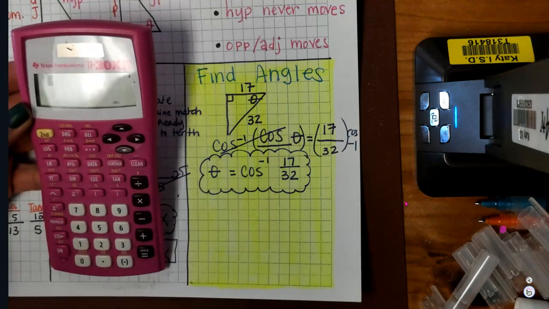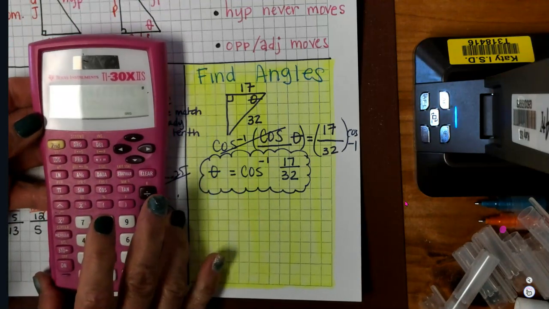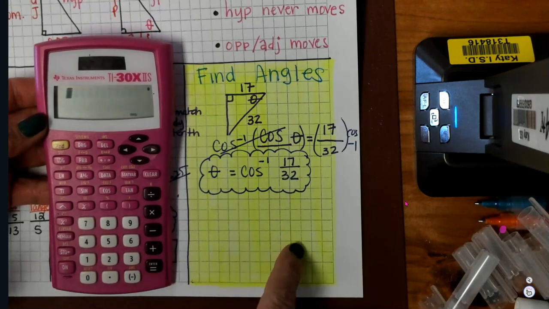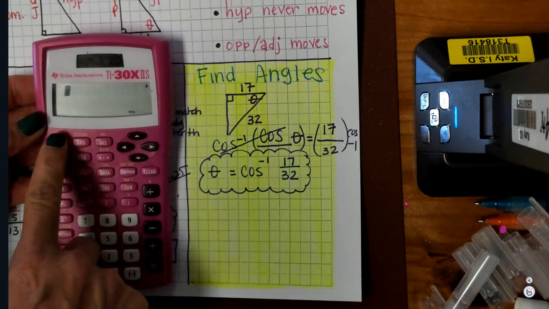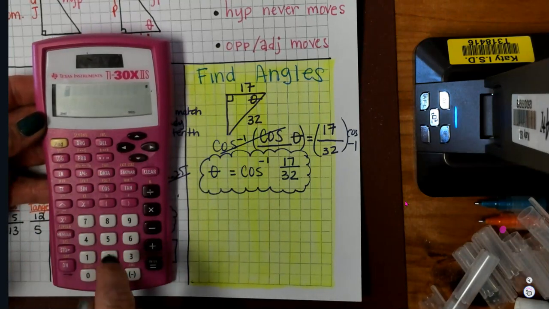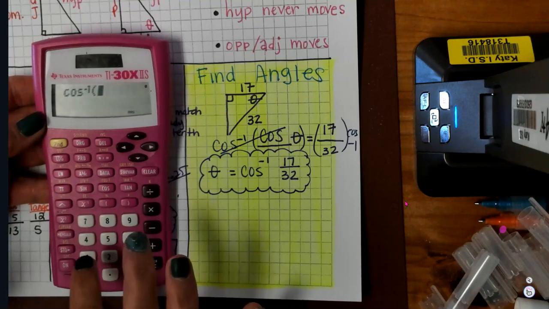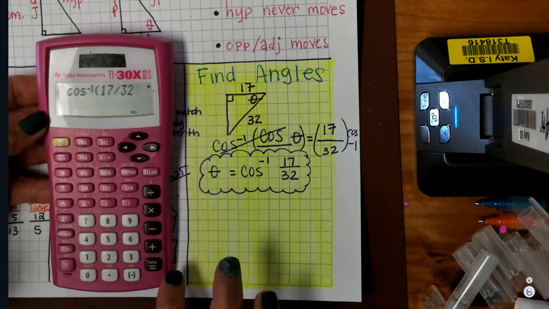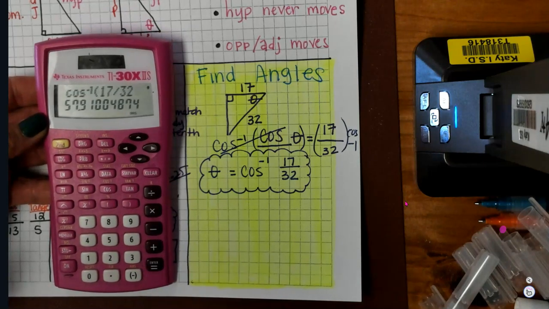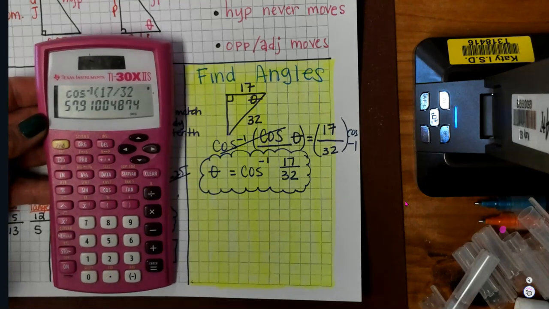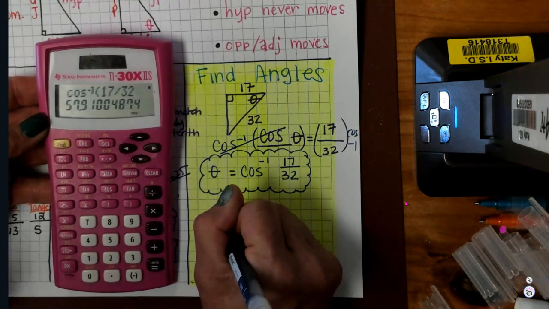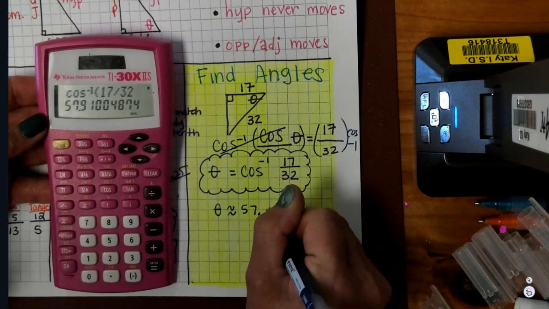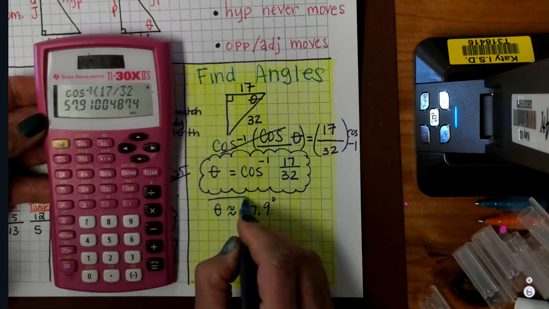All right, let me clear this out. I just have to hold this in a way that it's not going to cause a glare. Okay, here we go. Yellow, angle, yellow, second key. Cosine to the negative first, 17 divided by 32. I don't have to close the parentheses, but I do need to hit enter. There it is, 57.9 degrees. Don't forget to use your approximate symbol. Don't forget to use your degree symbol. And that is how you find an angle.